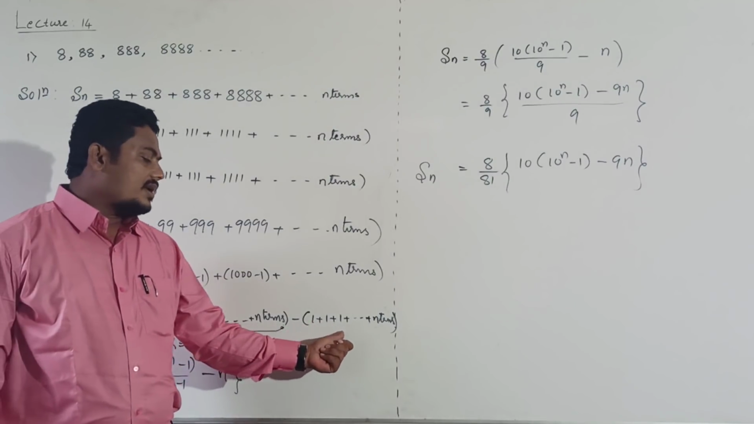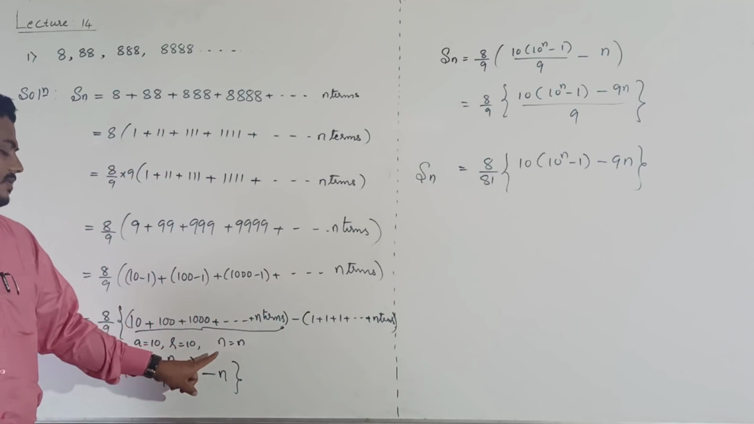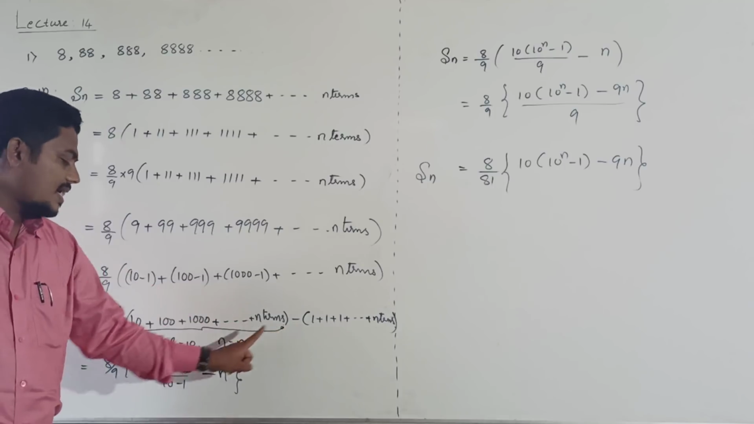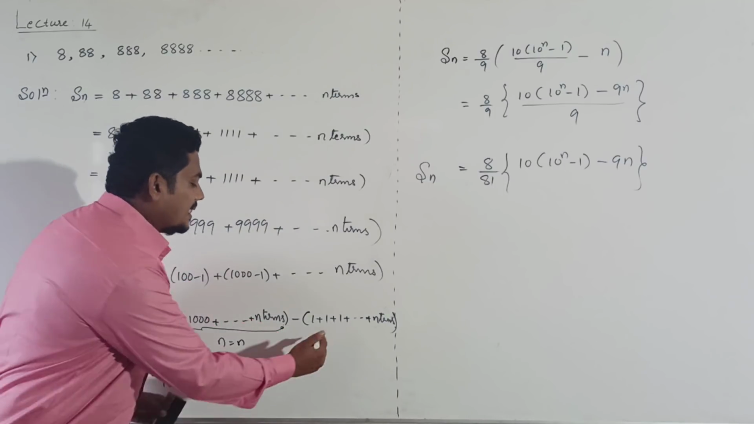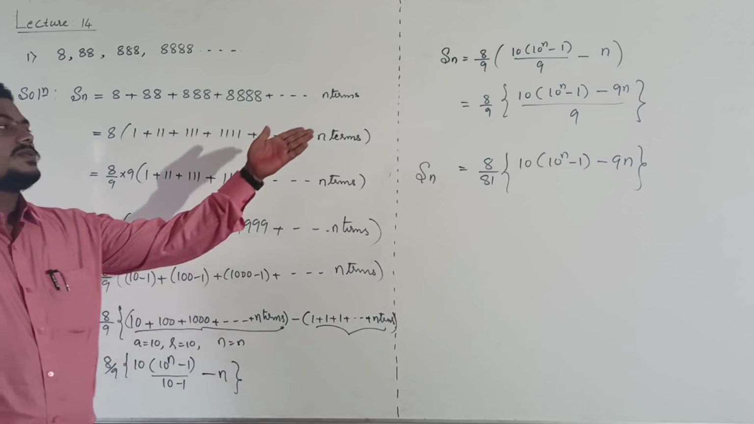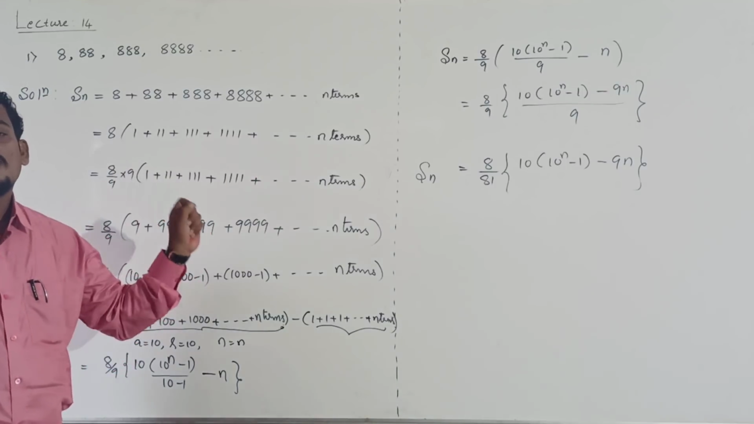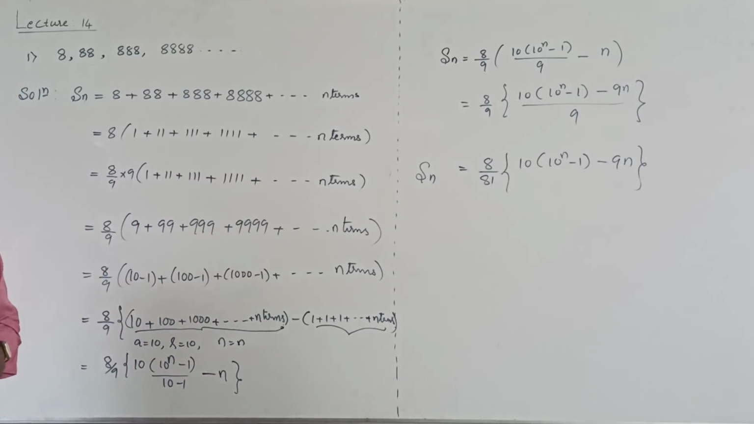This is 1 1 1 1, 1 repeated n times, so its sum is n. So minus n as it is. After that, usual simplification. This is our required sum. This is one of the very important 5-mark questions.